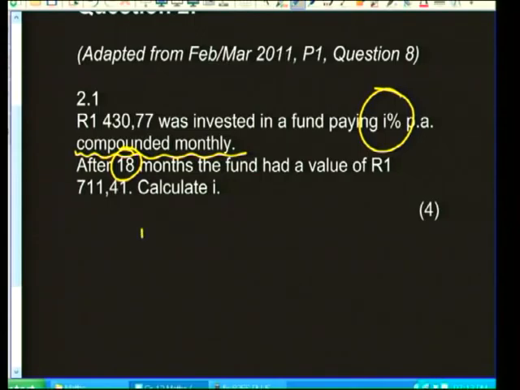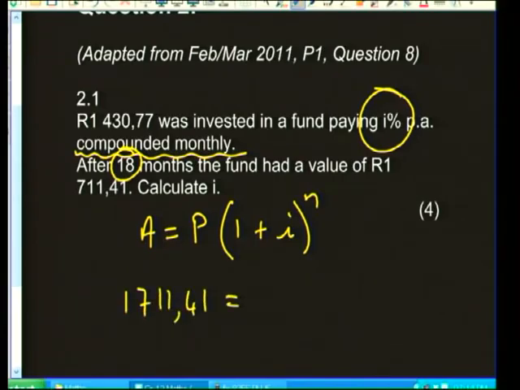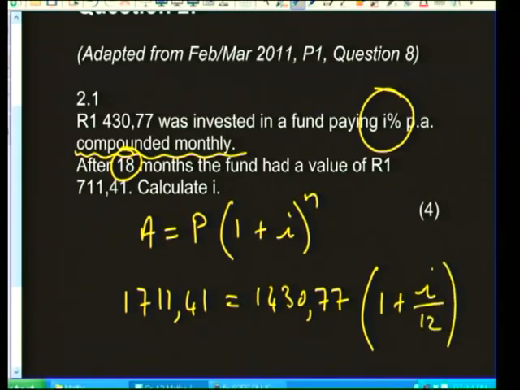Great. So our formula, the amount we land up with is our principal, the amount we start off with, 1 plus I to the power n. Okay, so we land up with, at the end of the time, 1711,41. We started off with 1430,77. We had 1 plus I, which we're trying to find. It's compounded monthly. You've got to divide by 12, and it's on 18 months. We don't have to do a little calculation there. They tell us 18 months.